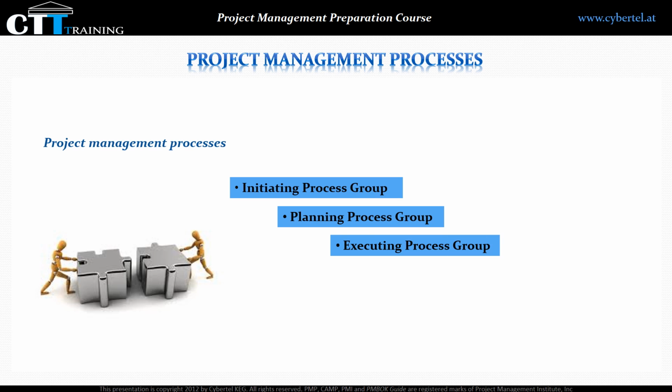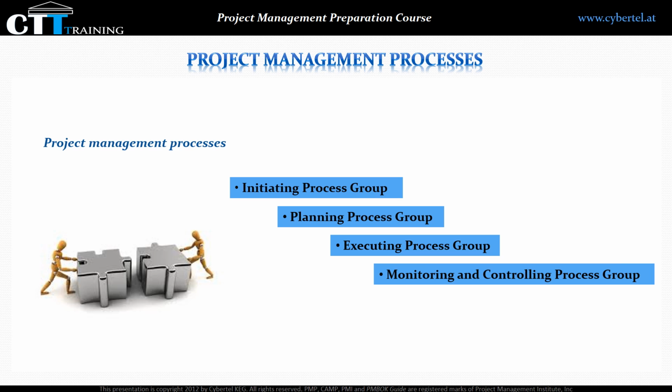Executing process group. Those are the processes of executing the defined work in the project management plan to achieve the project specification. Monitoring and controlling process group. Those are the processes of monitoring, reviewing, and controlling the ongoing processes and maintaining the performance by identifying and initiating changes. And the last group is the closing process group. Those are the processes of finishing and closing the work in all processes to close the project or phase.